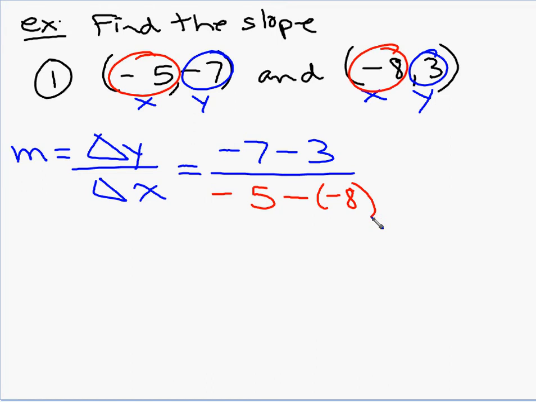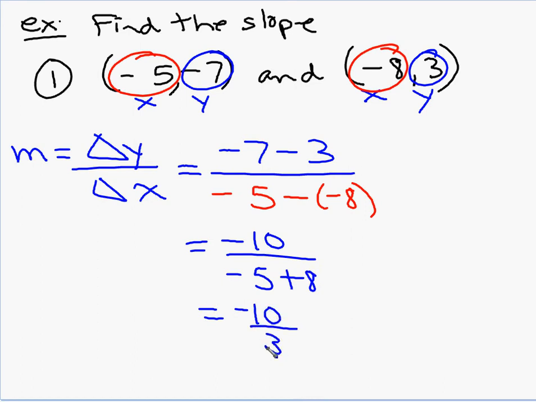And I'm showing every step here because I don't want to make silly mistakes with my signs. I would encourage you to do the same thing. It's a short problem anyway. So I'm going to have negative 10 over negative 5 plus 8, which is negative 10 thirds, and that's my slope.